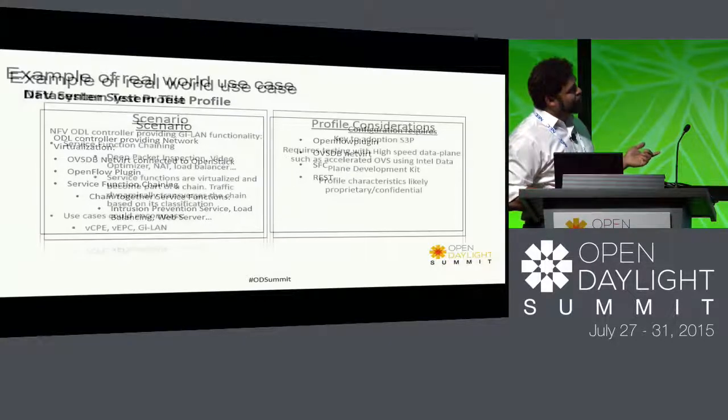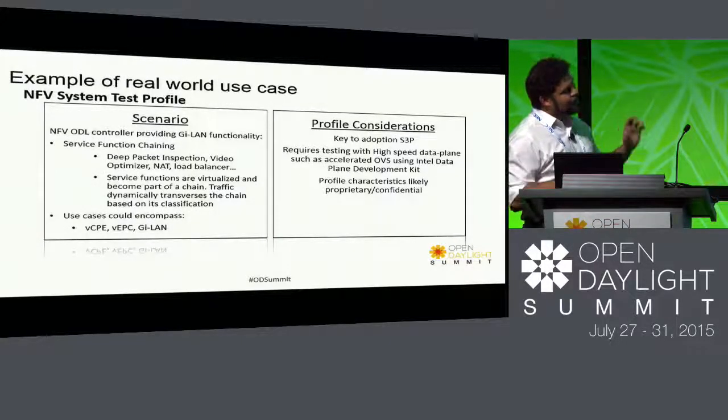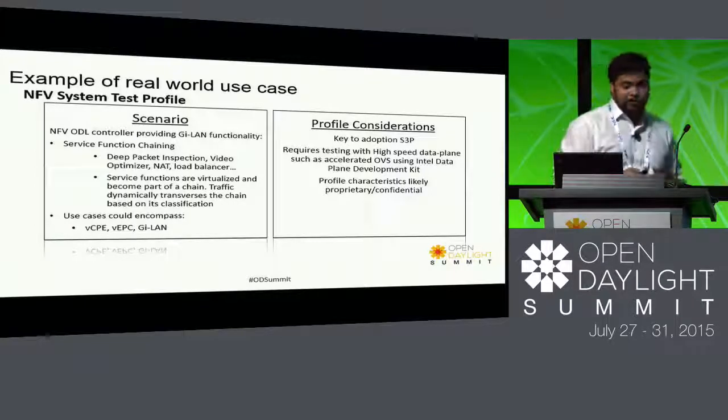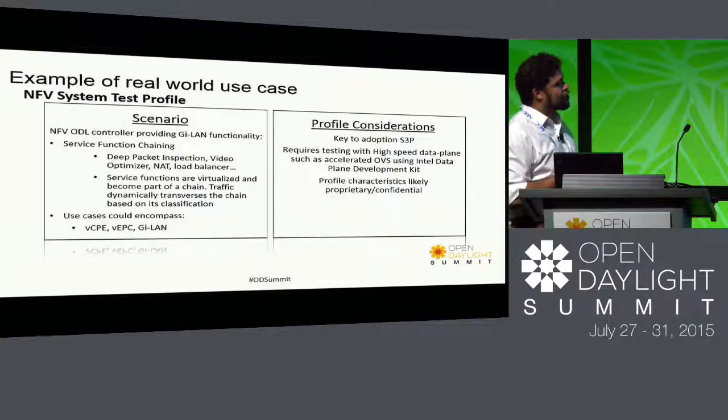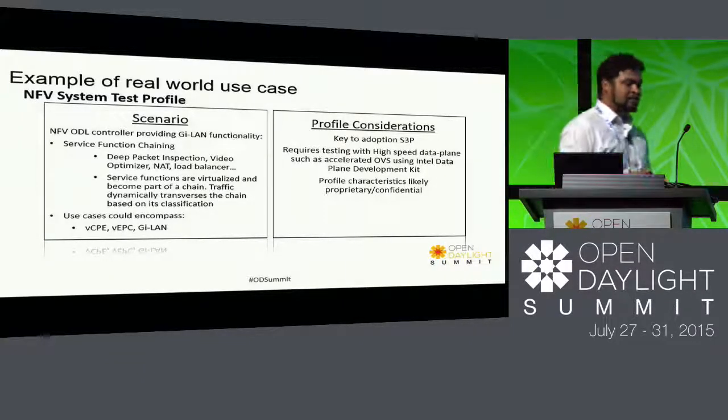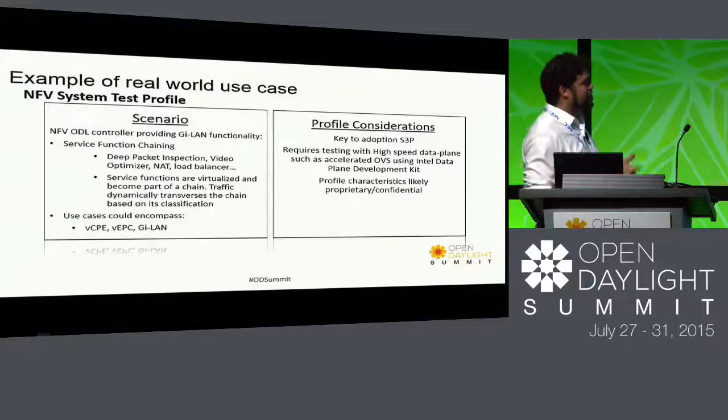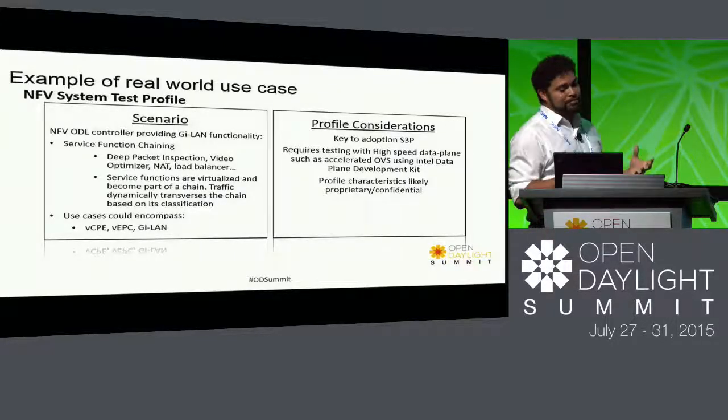The next testing profile that would be similar, but not the same, would be an NFV system test profile. It would also use service function chaining just because that's a useful tool in this kind of setup. It would be a Gi-LAN use case, but there's a couple others you could do, vCPE, vEPC. Gi-LAN is basically a mobile network where you're using service function chaining to make it dynamic and virtualize some of the service functions. You would have service functions like deep packet inspection, video optimizer, NATs, load balancers. You put them in a chain, and then you dynamically associate the traffic to travel through the chain.